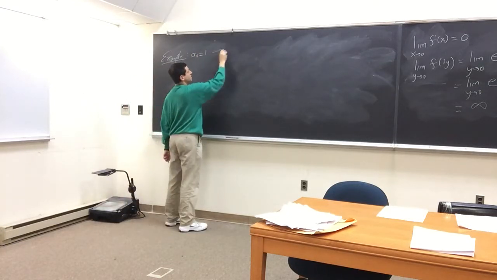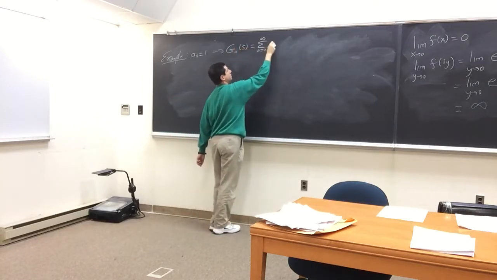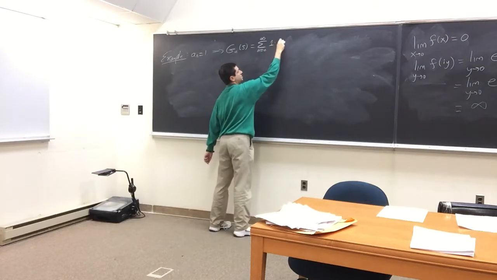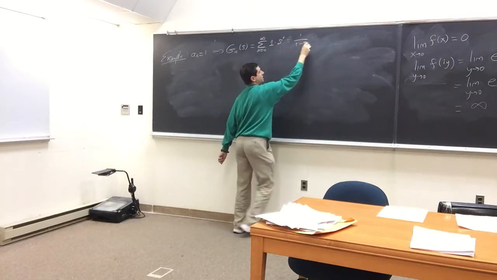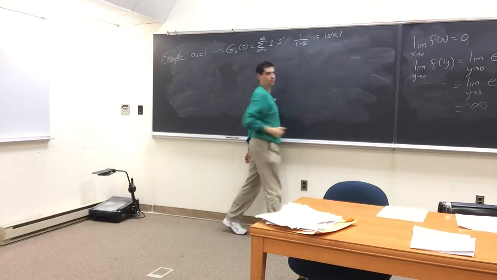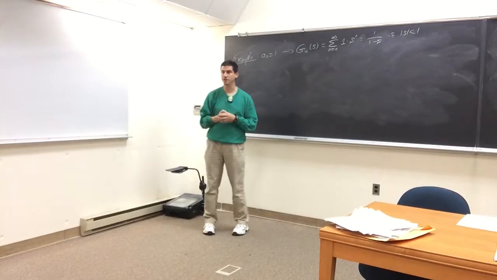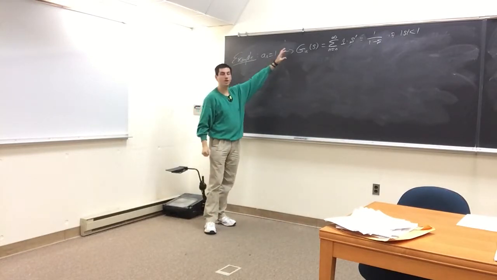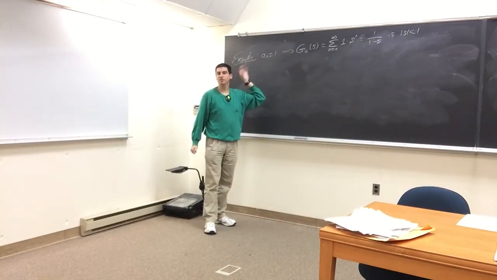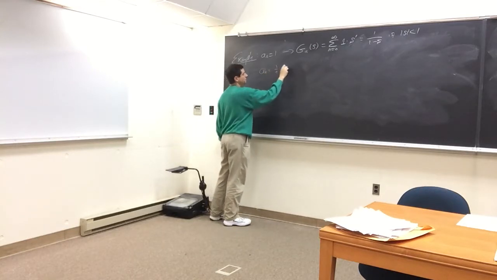Then that implies that our generating function is the sum, n goes from 0 to infinity, of 1 times s^n, which is 1 over 1 minus s, if the absolute value of s is less than 1. So the generating function will converge if the absolute value of s is less than 1. It will diverge if the absolute value of s is greater than 1. So this is wonderful. This simple example tells us that generating functions may sometimes converge and may sometimes diverge.